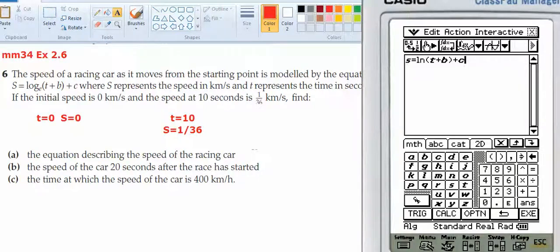This is for Year 12 Methods. It's question number 6 in exercise 2.6, using the calculator to find logarithmic models. The speed of a racing car has been given by this model to represent it.